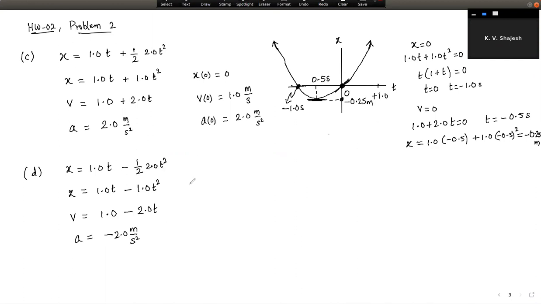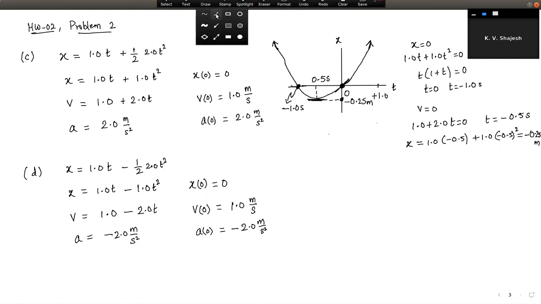What's the position at t equal to 0? That's 0 again, so it passes through the origin. The velocity at time t equal to 0 is 1.0 meters per second. It's still positive. The acceleration remains constant all through, so it is minus 2.0 meters per second squared. Slight differences from the earlier example. So let's see what the differences are.